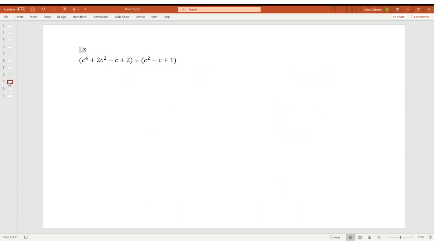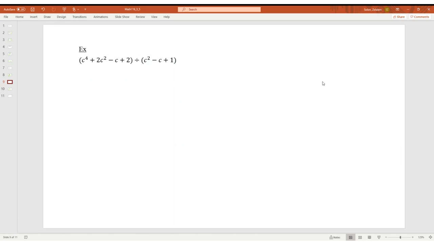So you see here, we now have a divisor with 3 terms. It's called a trinomial. We have c squared minus c plus 1. Earlier we saw binomials, x plus 2 or 2x minus 1. In this case, we have a trinomial, but the process will be the same.